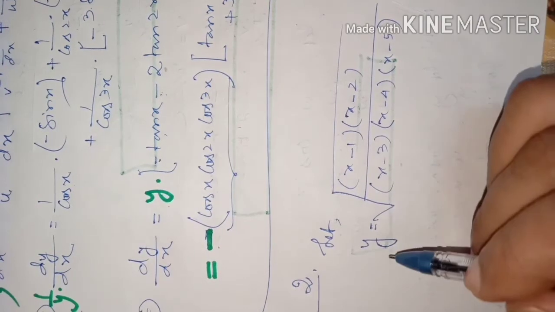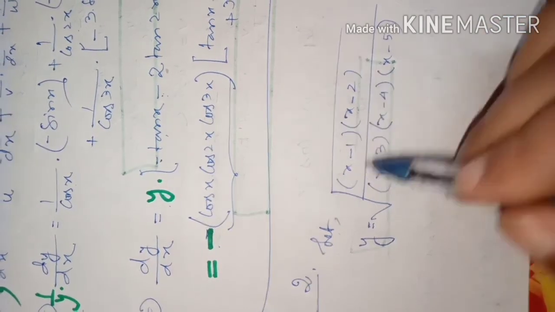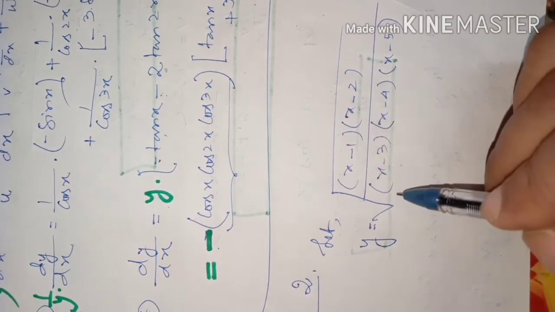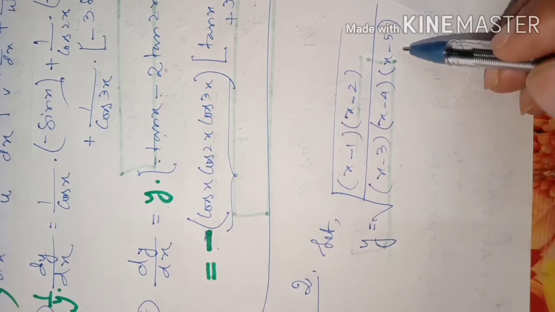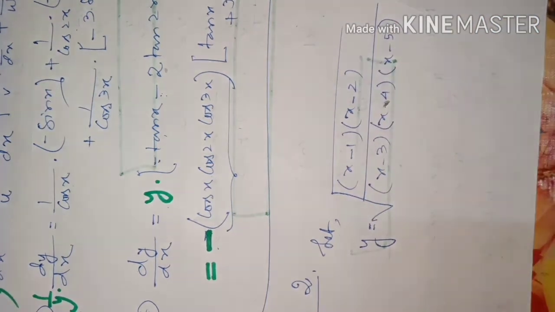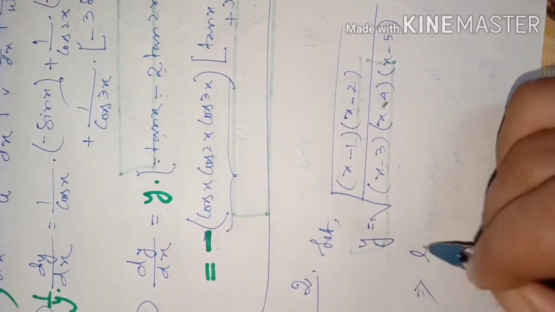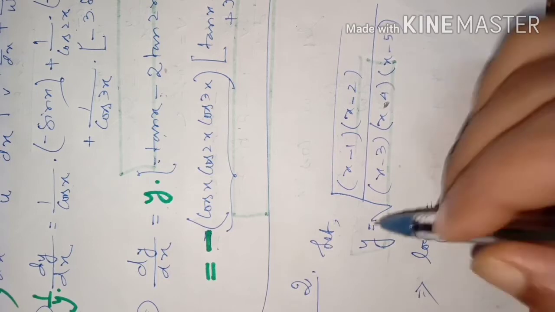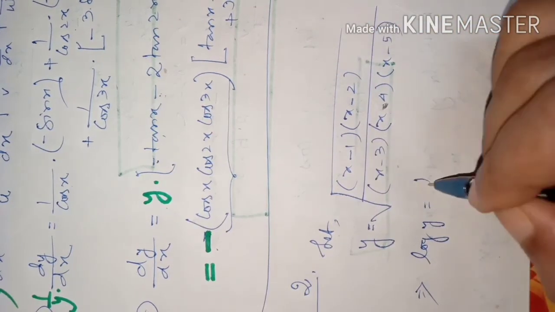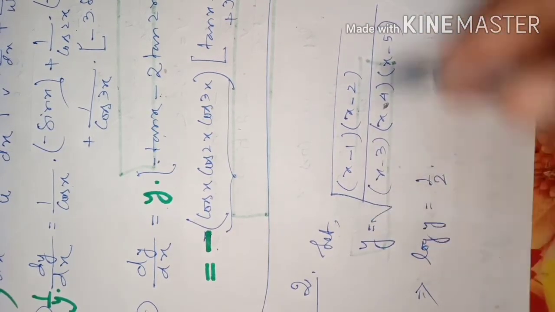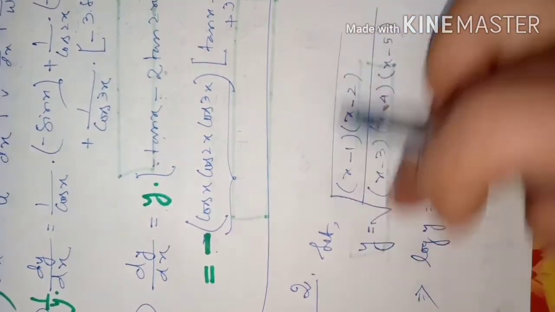So dear students, y equal to under root of (x minus 1)(x minus 2) divided by (x minus 3)(x minus 4)(x minus 5). This is the function. Now if we apply logarithm here, then log of y will be equal to, since this is a half, it will come as a coefficient here. You understand now? The square root sign means exponent half.